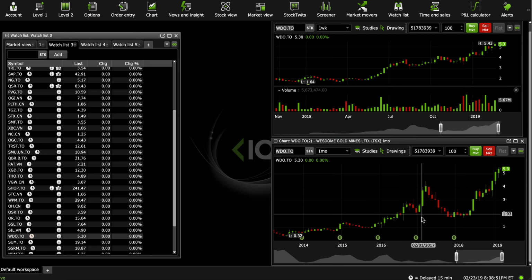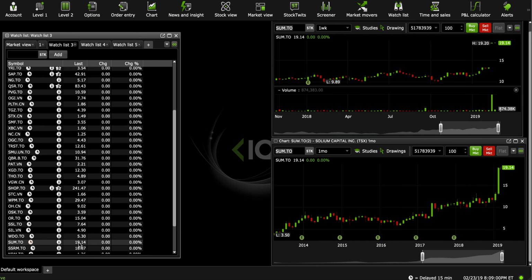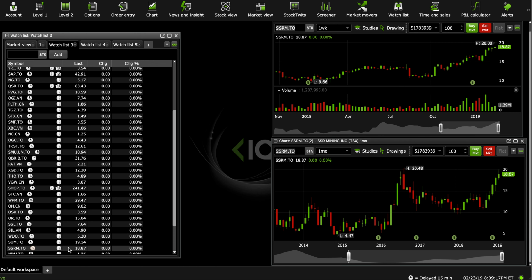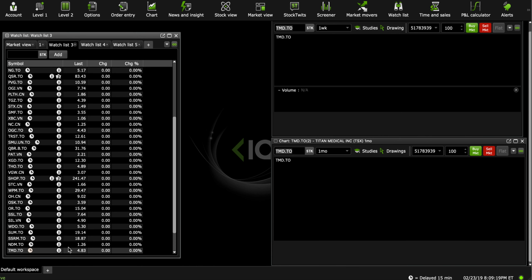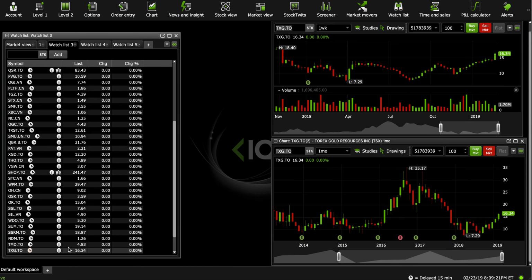Same thing with this WDO, right? It had this nice move. Last week went from 4.40 to $5. Pretty decent move. This SUM, Solium Capital, right? Yes, I mean, last year it looks like there was a buyout happening. So these are kind of names I really want to take a look at. Something just moved up, moved sideways, and potentially has a leg up, right? Let's see if we can find some to watch for next week.